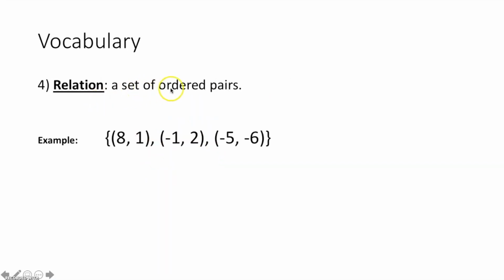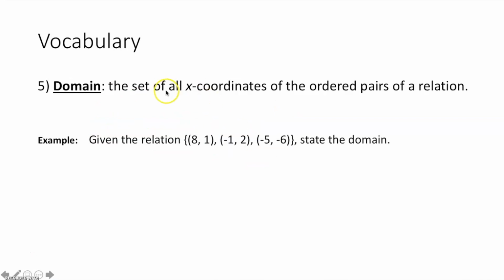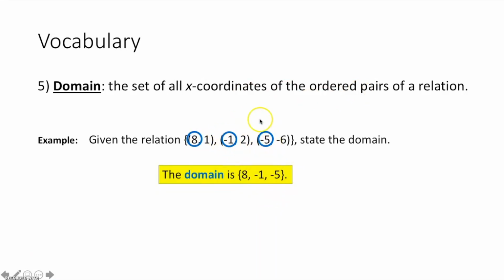A relation is going to be a set of ordered pairs. So when you have multiple ordered pairs that we're going to graph on the same graph, that would be called a relation. Next, the domain is going to be the set of all x coordinates of the ordered pairs of a relation. So here you can see we have this relation, the set of ordered pairs. It says given the relation (8, 1), (-1, 2), and (-5, -6), state the domain. Well, the domain, again, is just the set of all the x coordinates of the ordered pairs. So when we state the domain, it's just going to be 8, -1, -5. And that would be the domain of this relation.